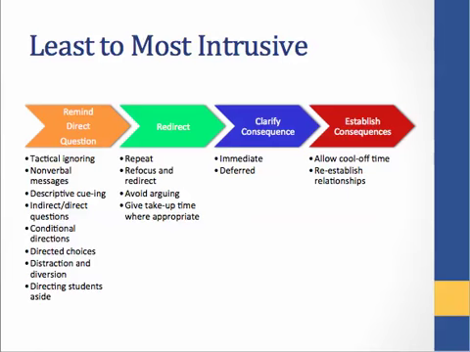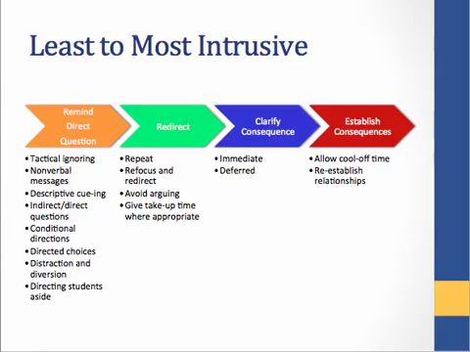So let's have a look at Bill Rogers' theory of least to most intrusive behaviour management. So you can see on the left, we are wanting to use the least intrusive methods of behaviour management first and primarily. This should constitute the large majority of your behaviour management in a classroom. And this is where you're using key strategies of remind, direct and question. So some examples would be tactical ignoring. And tactical ignoring is where we don't address the behaviour, but we just continue on with the flow of lesson.